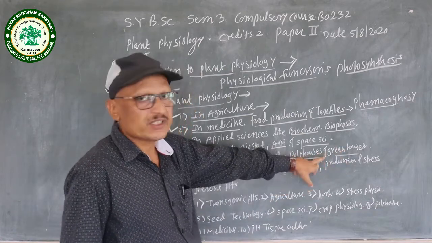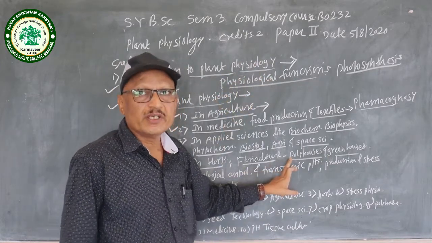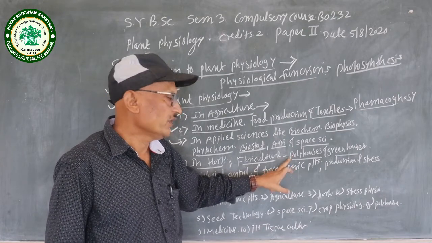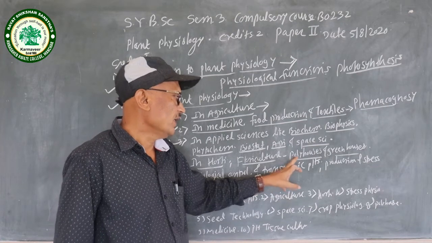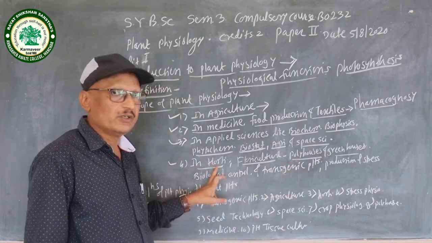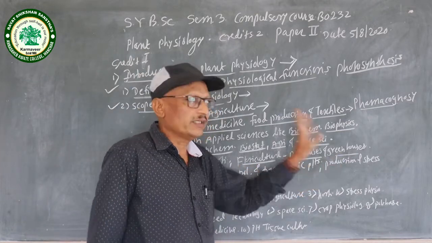In the case of polyhouses and greenhouses, the knowledge of plant physiology has great scope. Here we maintain humidity, we maintain the temperature, we give the irrigation and the light quality and quantity. And that's why the knowledge of plant physiology has great scope in horticulture, floriculture, polyhouses and greenhouses.